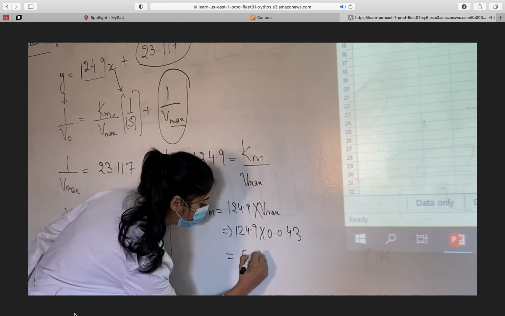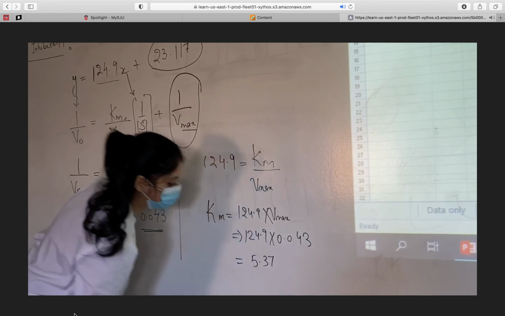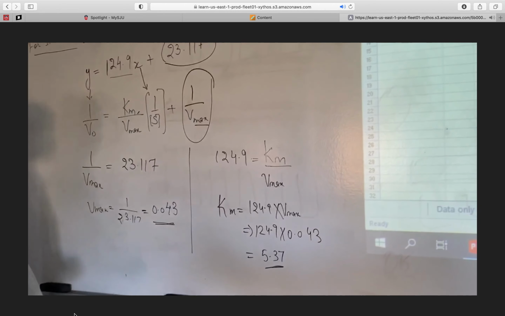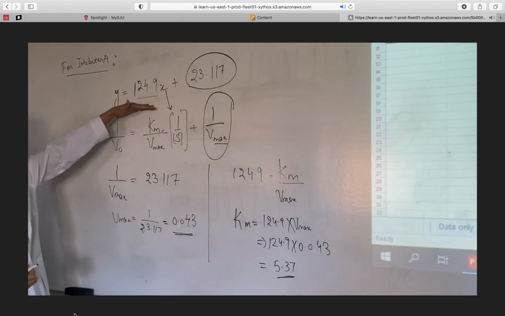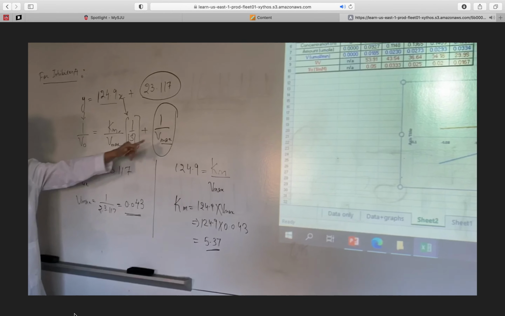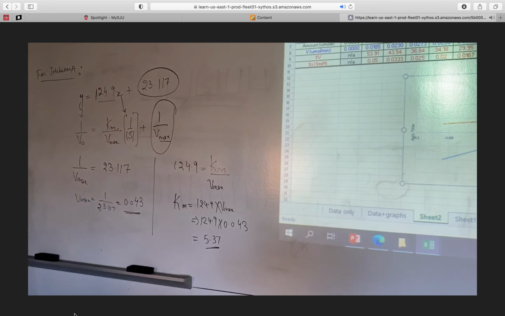So that's the Km value. This is how we calculate Km and Vmax value. We just compare our equation with the Lineweaver equation, and then we calculate first Vmax and then we calculate Km after calculating Vmax.